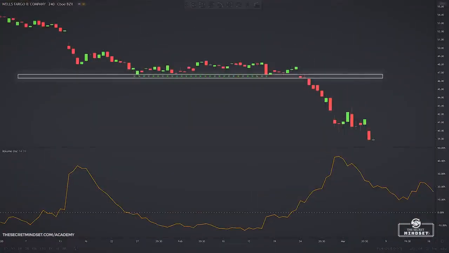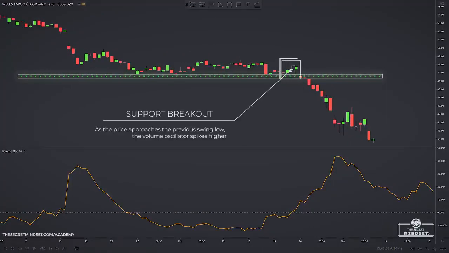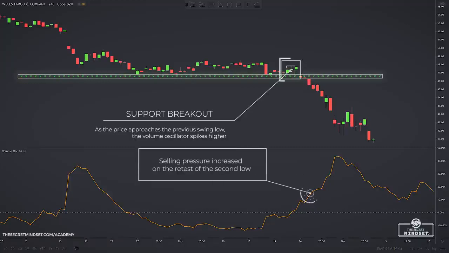In this second example, we have a breakout to the downside. Notice how the price approaches the previous swing low, and the volume oscillator spikes higher. The way you should read this is that the amount of selling pressure increased on the retest of the second low. However, the volume oscillator will provide a ton of false signals when the market is in tight ranges.